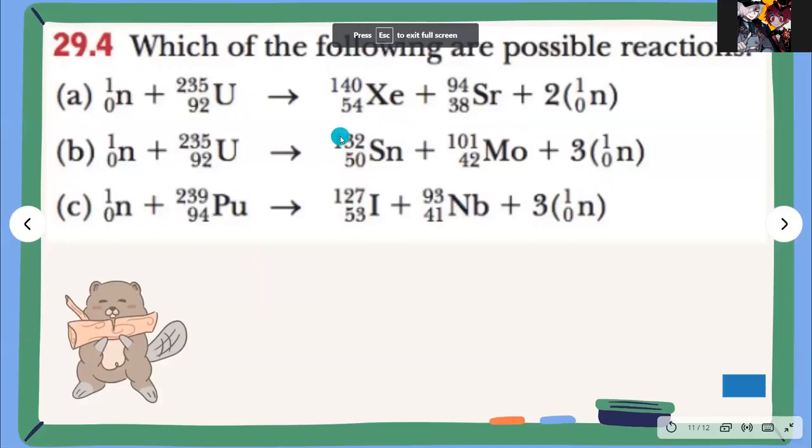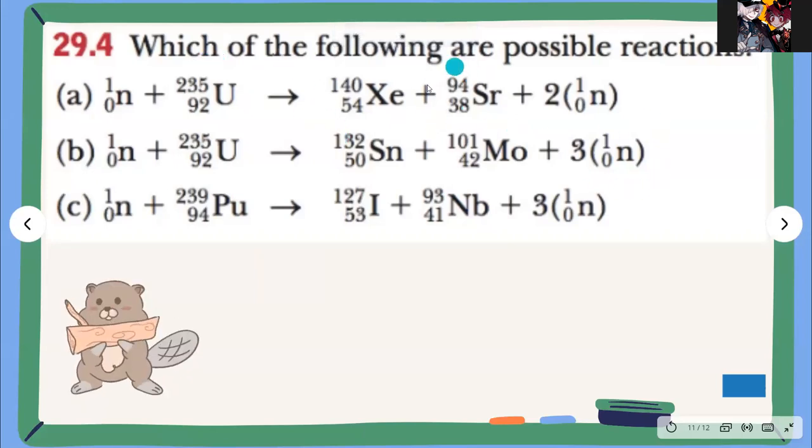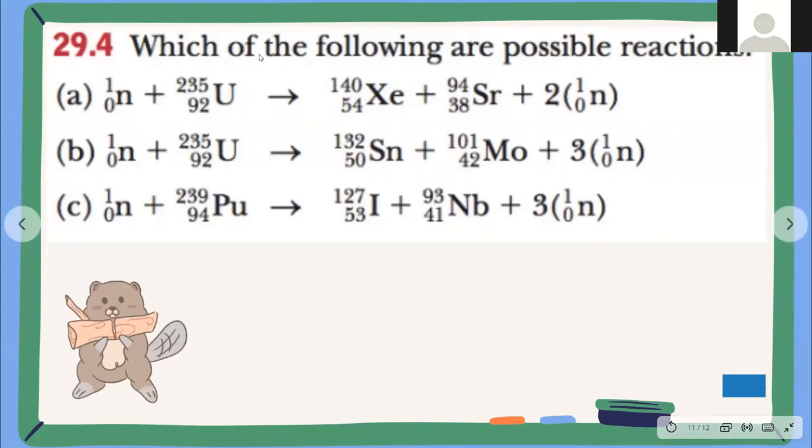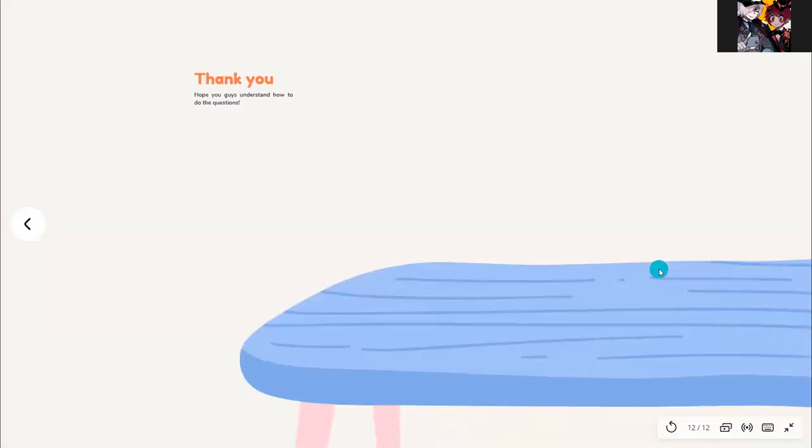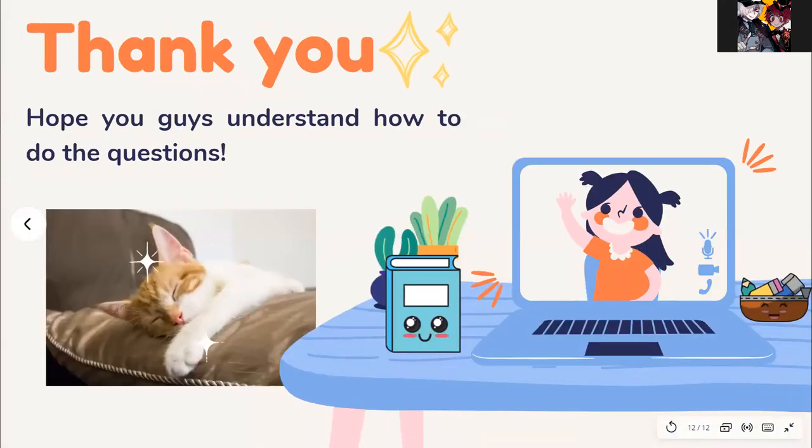So here's the last question for my presentation. This is just an easy question. From these three, which one are the correct possible reactions? A and B. Yep, that's true. Thank you, Mariam, for the answer. Well, I think that is just for me. Like I was saying before, the question is actually just easy. We need to understand that it is conserved. Hope you guys understand how to do the question. Thank you.